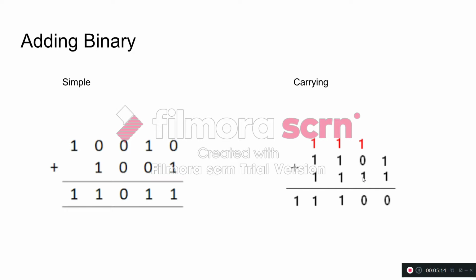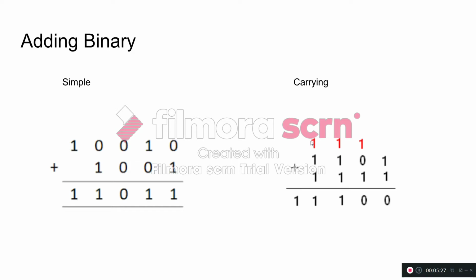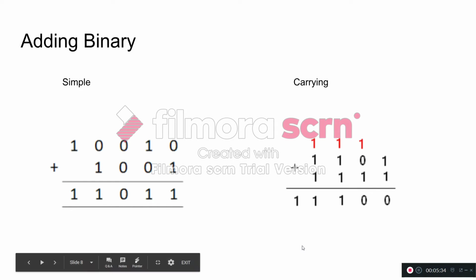We have 1 plus 1, once again, 2. We cannot do that, so we carry over a 1. 1 plus 1 is a 2. We carry over a 1, and we are left with a 1 here, which we carry down. Same reasoning here. We have a 1 and a 1, which make a 2. We carry it over, and we're left with a 1.